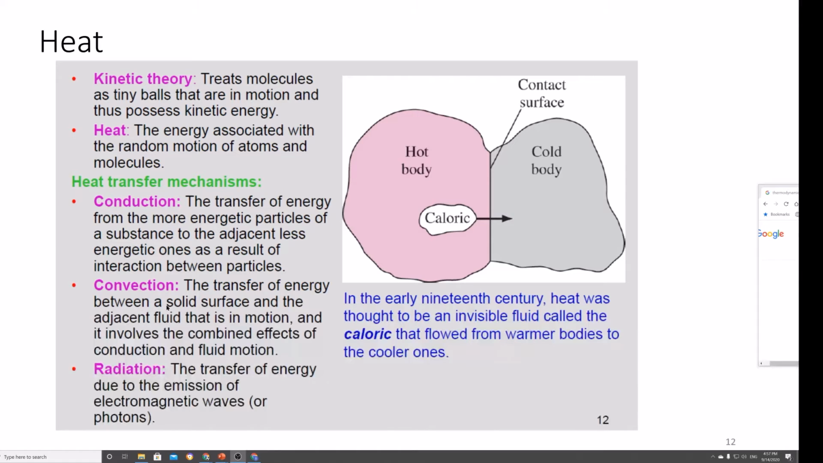We can have convection, where some fluid transfers energy. Maybe it's air blowing over the top of the surface. In a room, you have a fan off of a heater blowing hot air towards you. That would be convection. And then radiation. This is through electromagnetic waves, like what we get from the sun, or an electrical heater that has some coils in it.